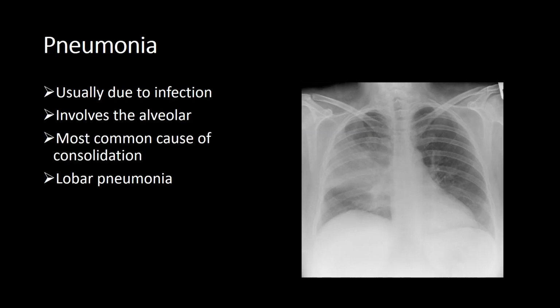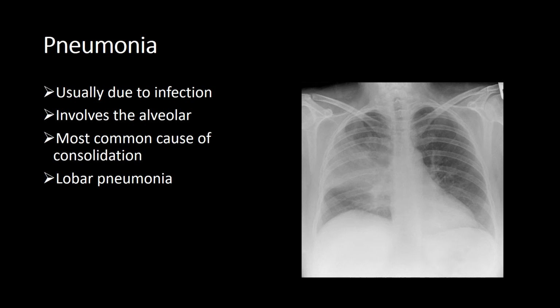Pneumonia is inflammation. It's usually due to infection and involves the alveoli. Pneumonia is the most common cause of consolidation on the chest X-ray. Lobar pneumonia is when a large part of the lobe is affected, and it may actually involve the entire lobe. So therefore, if it's lobar or segmental, it's alveolar disease.